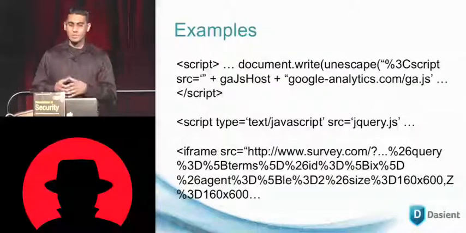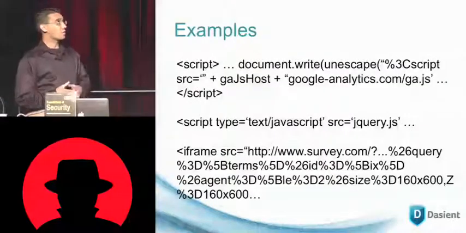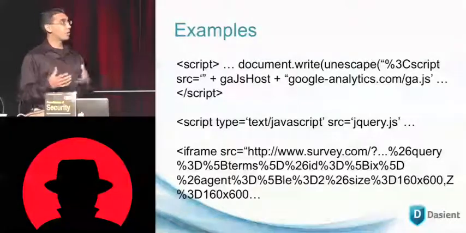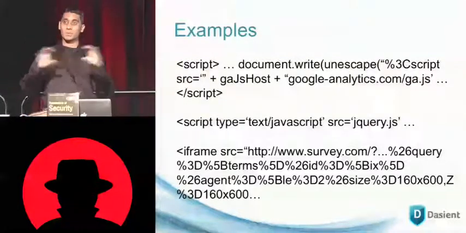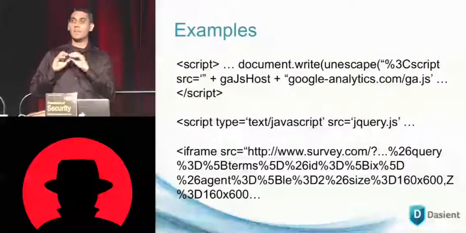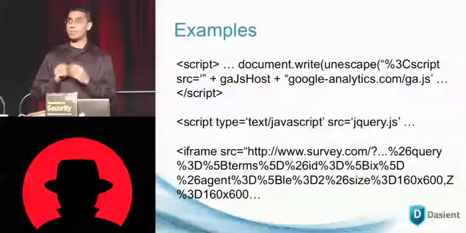Some examples are third-party JavaScripts, and some of these are very popular, some of these are not. For instance, Google Analytics: if you use Google Analytics on your website, then if the Google Analytics domain, say, ever got compromised, then your website could be turned into a malware distribution vehicle.